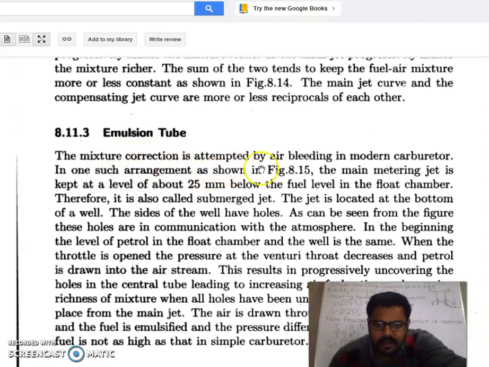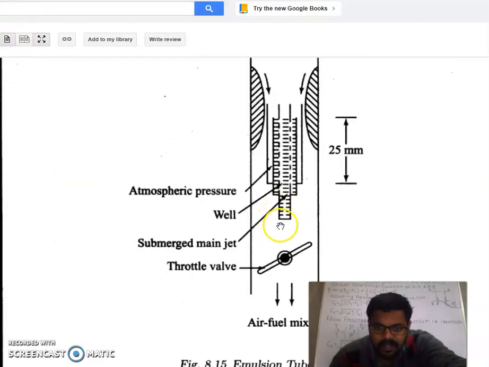The mixture correction is attempted by air bleeding in modern carburetors. In one such arrangement, as shown in the figure, the air bleeding means that we will mix air along with the main stream of fuel to increase the air-fuel ratio, and vice versa to decrease the fuel-air ratio. The main metering jet is kept at a level of about 25 mm below the fuel level in the float chamber. You can see here, this is your main jet, the submerged main jet, which is 25 mm below the float level.